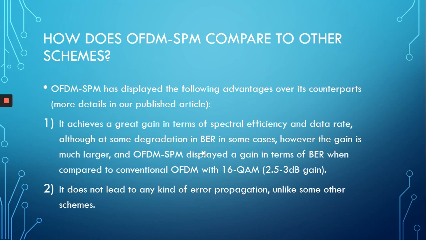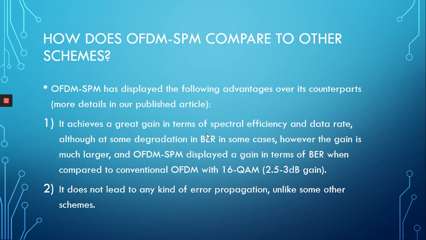So how does OFDM-SPM compare to other schemes which have been previously introduced? As we said, OFDM-SPM has displayed the following advantages over its counterparts. It achieves a great gain in terms of spectral efficiency and data rate, although there is some degradation of BER in some cases. However, the gain is much larger, and OFDM-SPM displays a gain in terms of BER when compared to conventional OFDM with 16 QAM, which is approximately 2.5 to 3 dB.